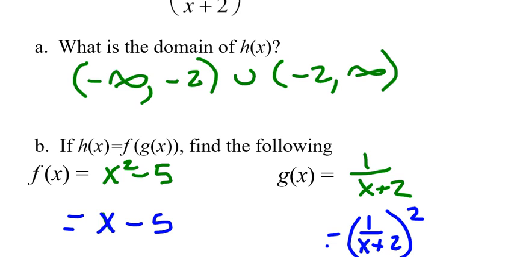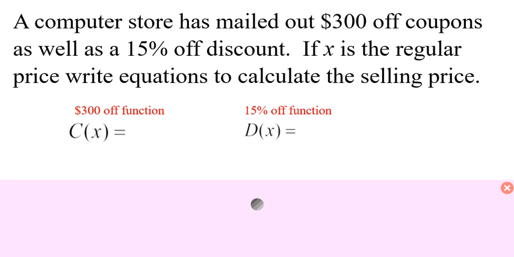All right, now let's go shopping. Let's see how compositions work in the shopping world. So the first thing is this computer store, they're having a sale. And they're giving a couple options. They give $300 off coupons as well as 15% off discount. So let's just write those two equations out. So a $300 off coupon is just going to be whatever my price was minus $300, right? That's what the equation for the coupon is going to be.